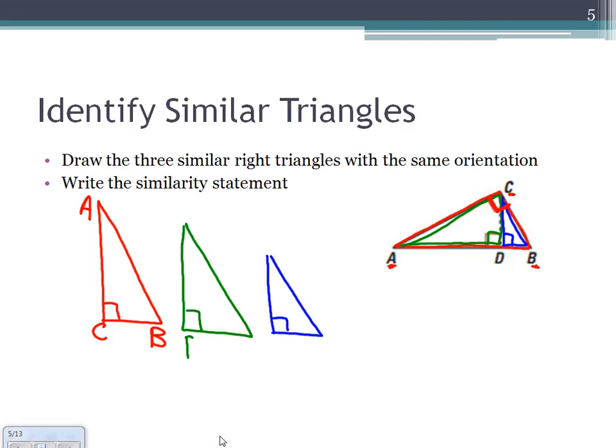Very good. Some of you may be confused because there is a right angle at C, but that's for the red triangle. We want the right angle for the green one now, so it's at C. Or D, I'm sorry, at D. Excuse me? Yes.